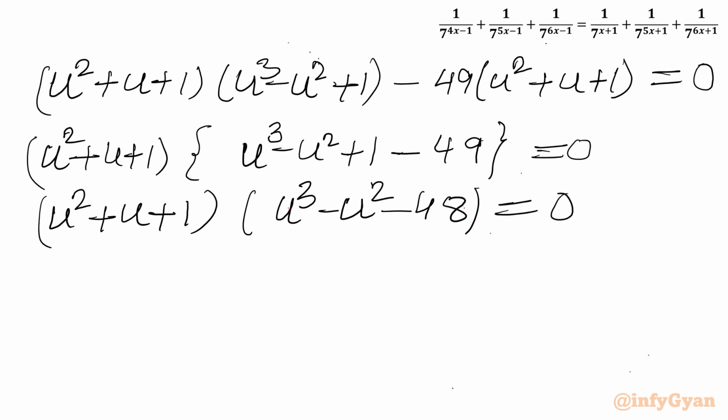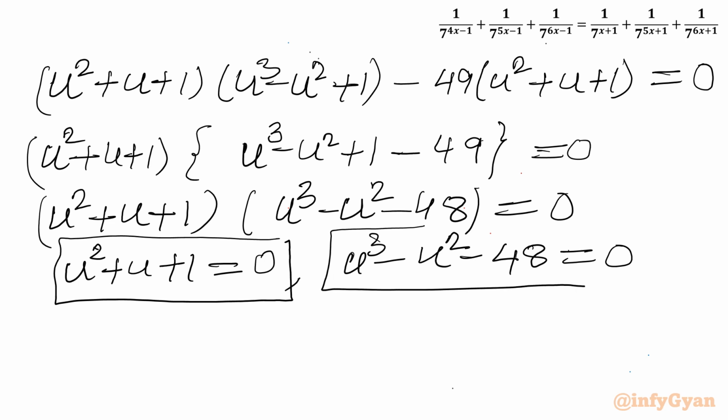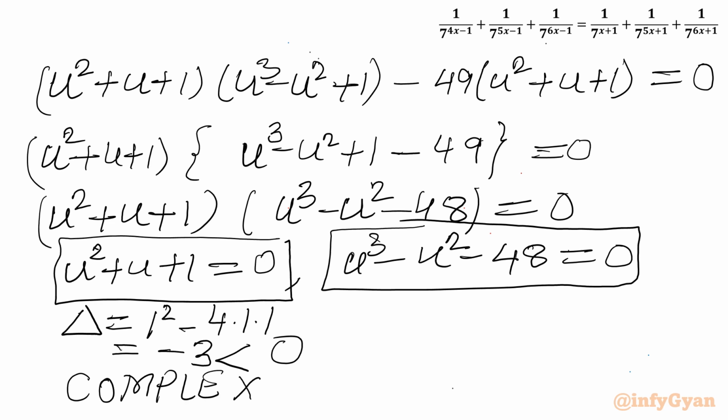Now we have to write here either u² + u + 1 will be 0 or u³ − u² − 48 will be 0. So I can solve both equations one by one. Let us solve. From this quadratic equation, the first one, if I check only the discriminant, I will write 1² − 4 times 1 times 1. So this will generate −3. Discriminant negative, complex solutions will be there. So we can reject this solution.